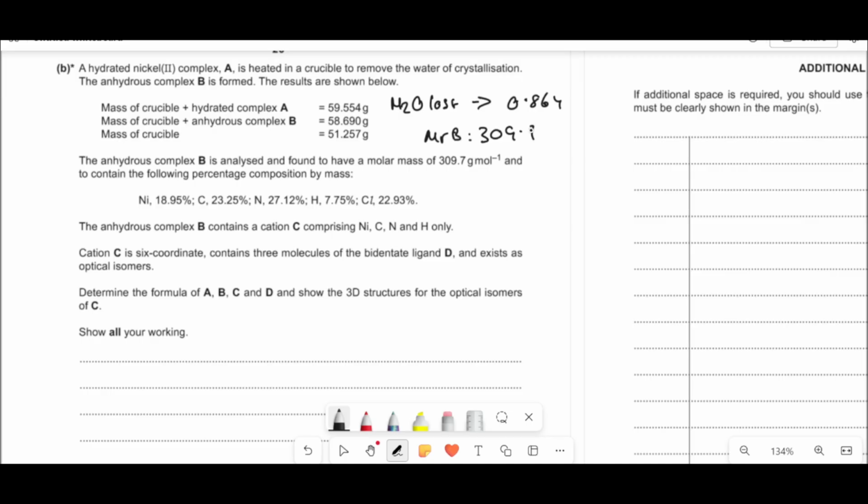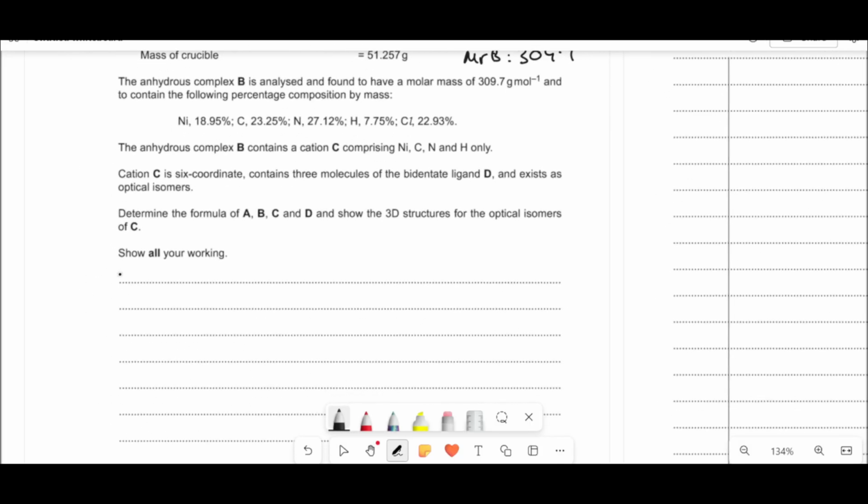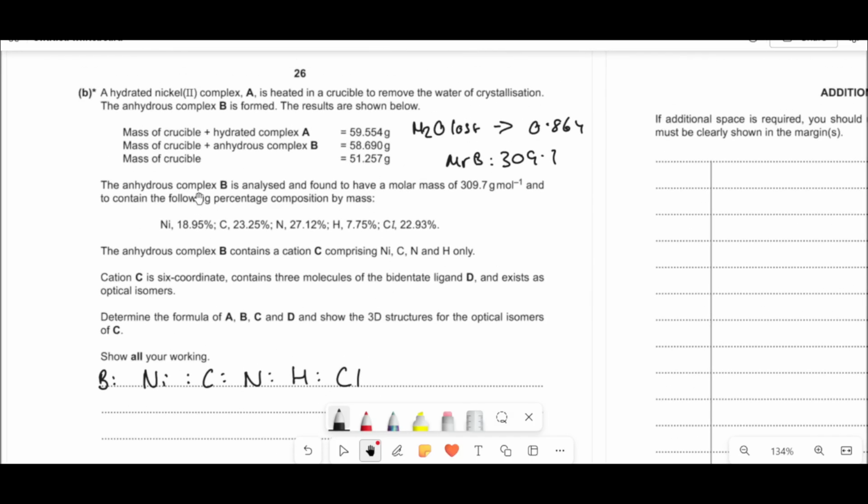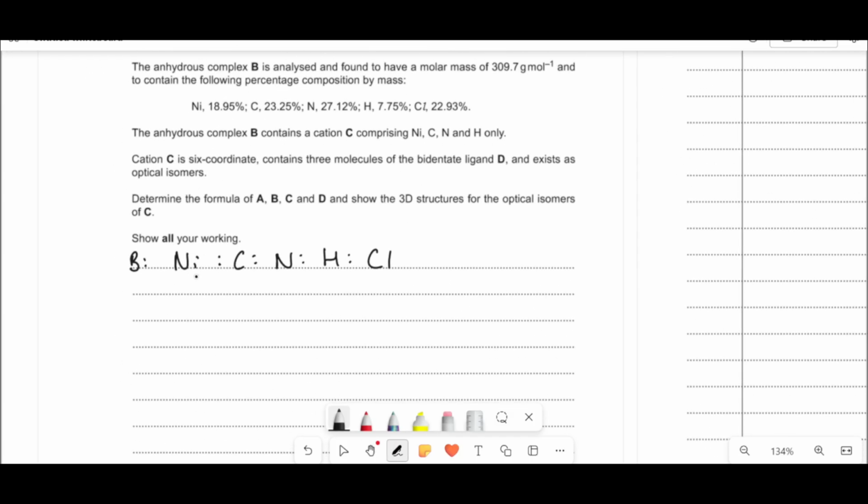We know that the MR of B is 309.7, and we know it's got this composition by mass. So one thing we can do is try and find out what the empirical formula of complex B is by using this. So you do Ni, C, N, H, Cl. Now, remember, B is anhydrous, so we don't have to worry about the water in there. All you do is divide each percentage by these ARs. So 18.95 divided by 58.7. C is 23.25 divided by 12. N is 27.12 divided by 14. H is 7.75 divided by 1. And Cl is 22.93 divided by 35.5.